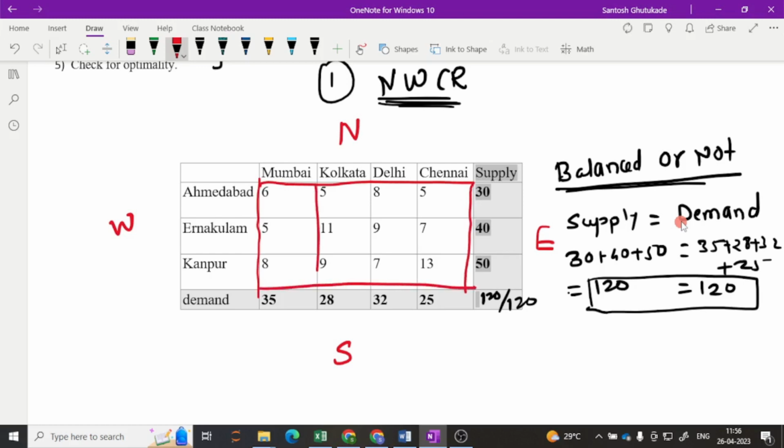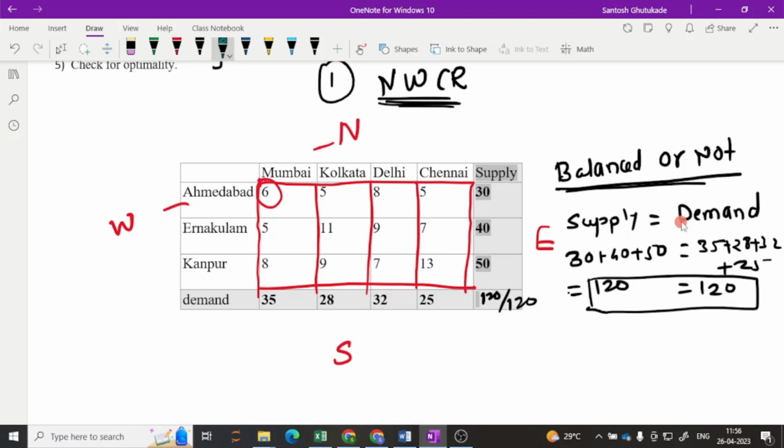So in this matrix, first in the northwest corner we have to give the allocation, meaning northwest corner. So this is north, this is west. So first this 6 is at the northwest corner, so we will give the first allocation at this 6. So how to give the allocation?